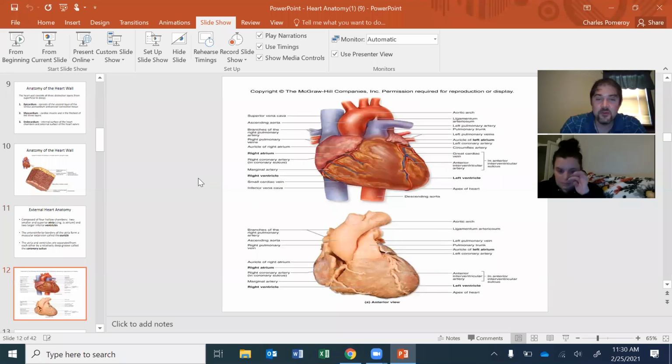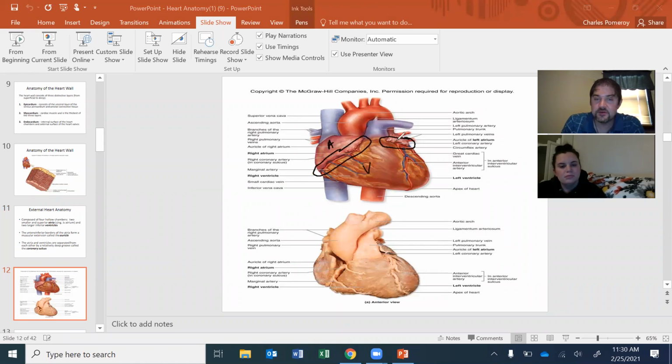On the external surface, you've got some features. One is there's a deep groove on the outside of the heart between the atria and the ventricles on both sides. Okay, so you've got your right atrium here, right ventricle, left atrium, left ventricle. And in between the atrium and the ventricle is this groove. So that's the groove in the heart.